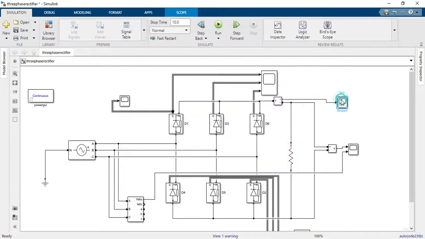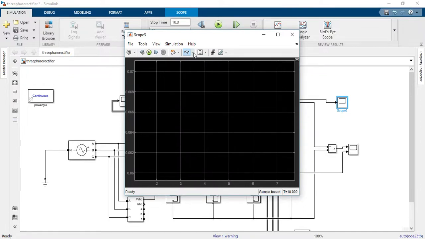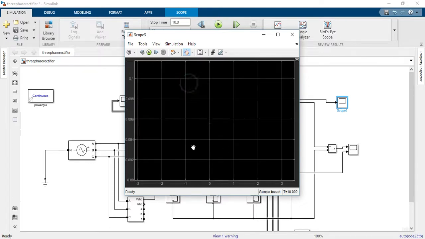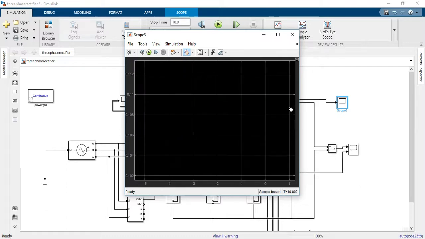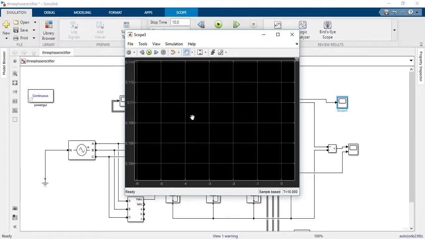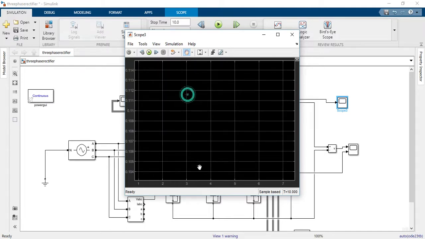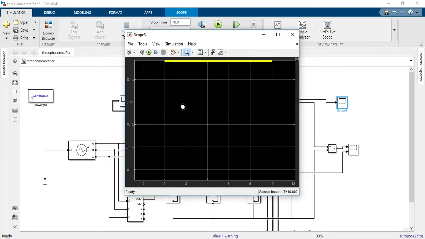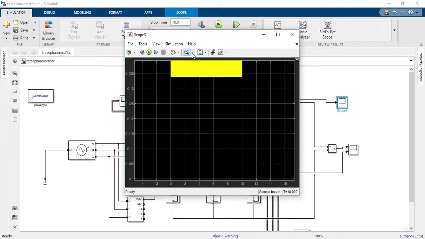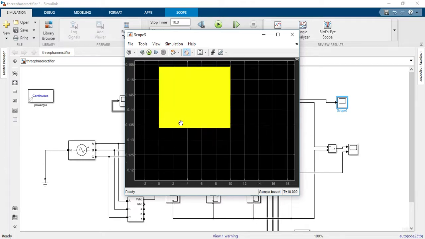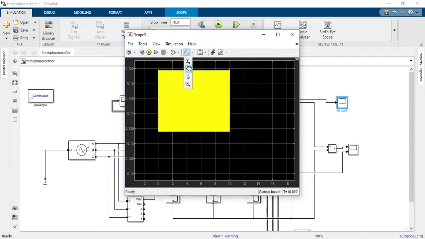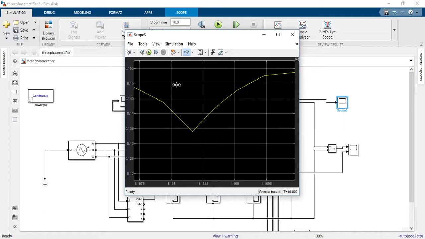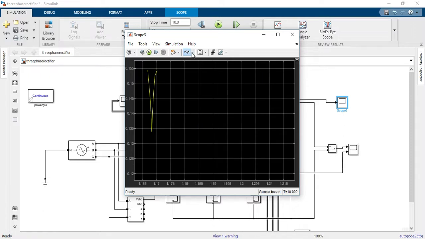Now you can see the current waveform. So this is the current, you can see.